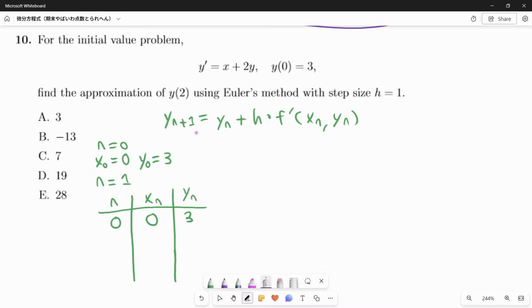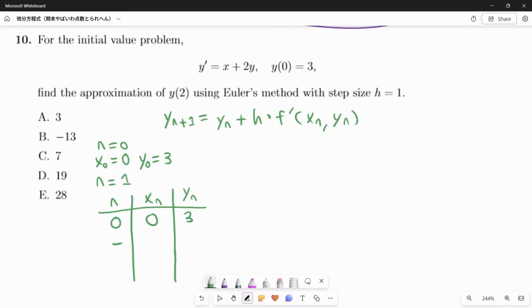And then the way we know when to stop in terms of passes, like how many passes of Euler's method we want to use, is we want to keep running through the formula and coming up with new terms until we reach our target of y of 2. And since we're starting at 0 and we have a step size of 1, we're going to go up by increments of 1. So 0, 1, and then 2. So we're only going to have to do 2 passes of Euler's method to find an answer to this question. So let me put in the next value.